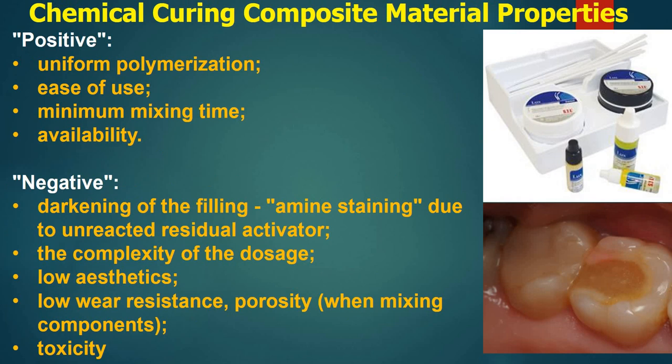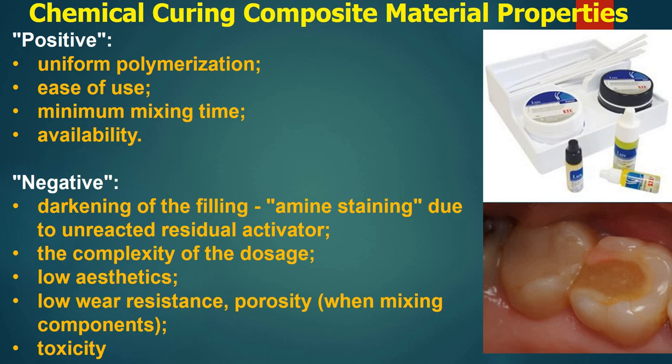Chemical curing composite material properties: positive, uniform polymerization, ease of use, minimum mixing time. Availability.